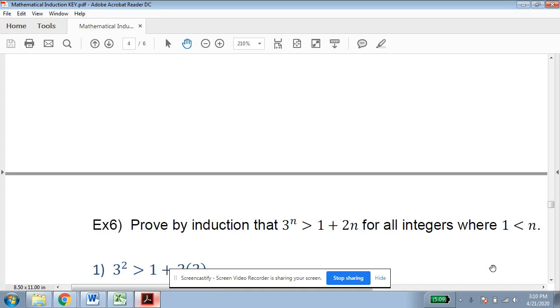All right, here we are with example 6 in the Principles of Mathematical Induction packet. If you haven't tried this one on your own yet, then pause the video now and go try it before watching this. All right, example 6, we need to prove by induction that 3 to the n is greater than 1 plus 2n for all integers where n is bigger than 1.